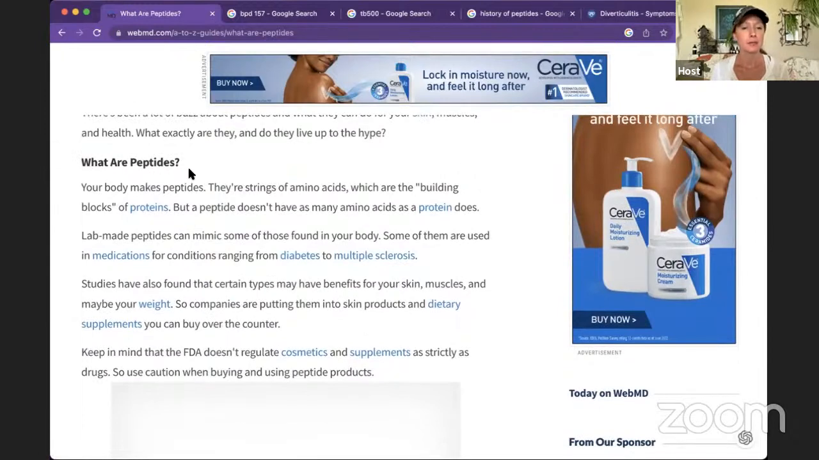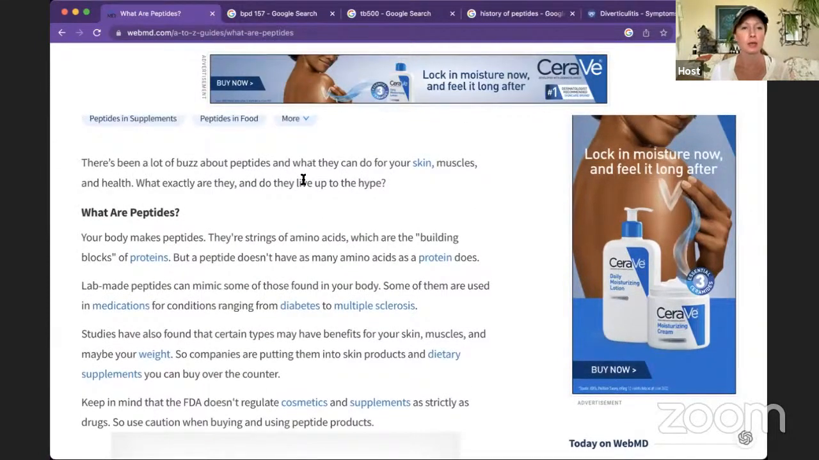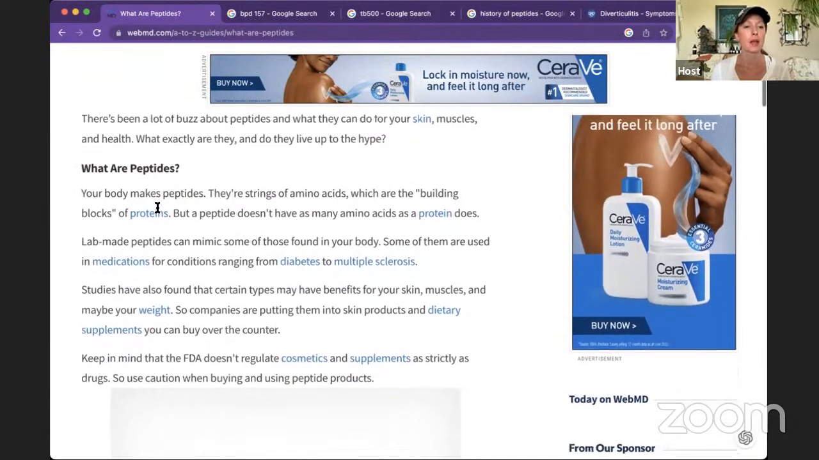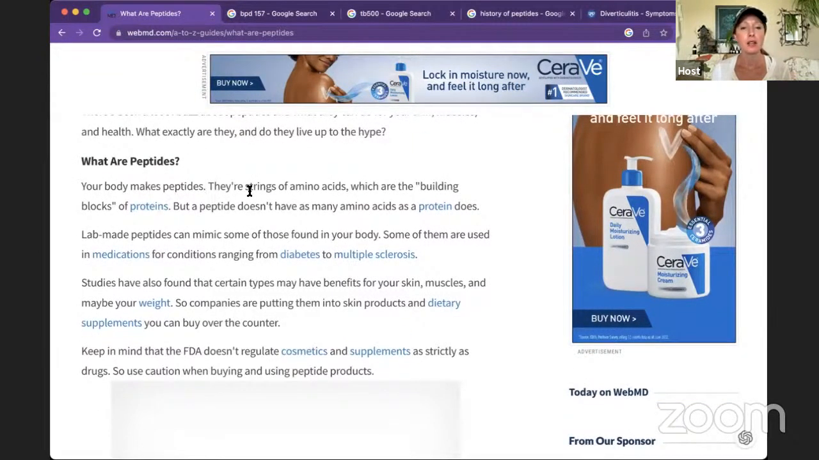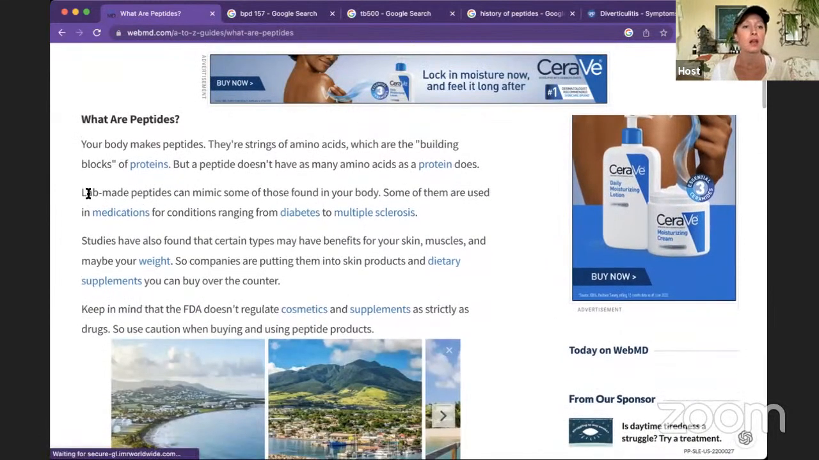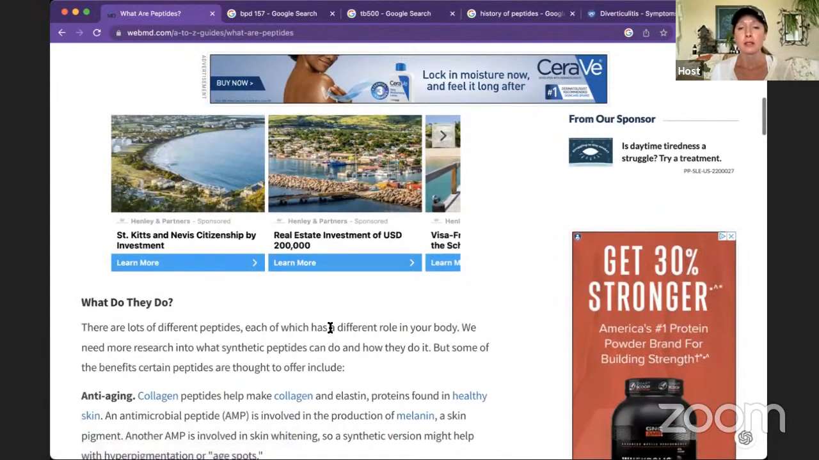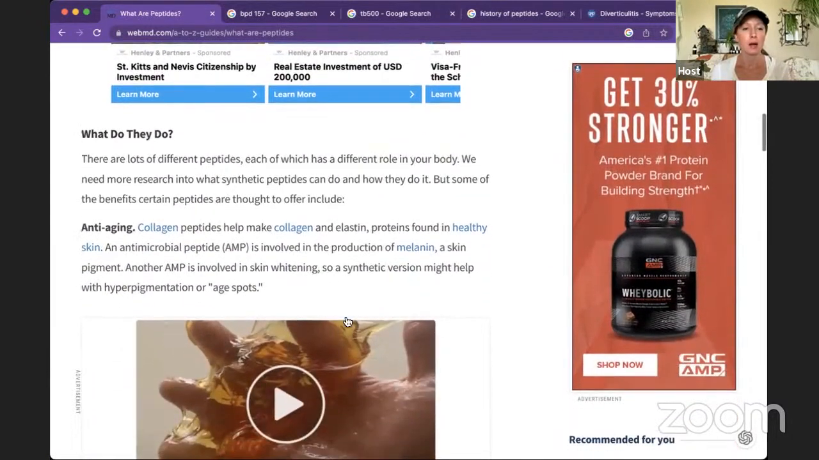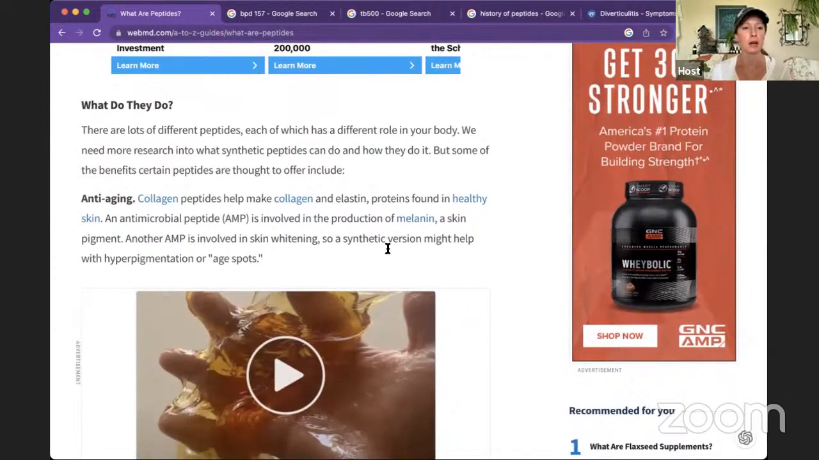So what are peptides? Go ahead and practice that sentence, by the way, or two sentences, perfect length. Your body makes peptides. They're strings of amino acids, which are the building blocks of proteins. But a peptide doesn't have as many amino acids as a protein does. Lab-made peptides can mimic some of those found in your body. Some of them are used in medications for conditions ranging from diabetes to multiple sclerosis. Insulin, for example, is a peptide compound, or may not be a compound, might technically just be a peptide.